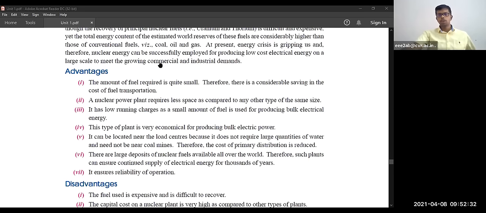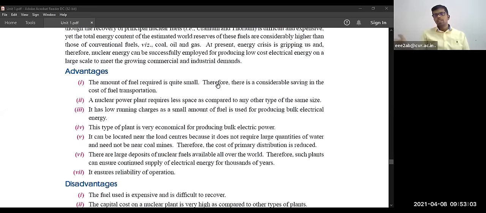So fuel transportation here is only very little, not that much. If coal is 100%, then nuclear is 1%. So very little cost is incurred for transportation. And a nuclear power plant requires less space compared to any other type of plant of the same size. So less space, only the reactor.